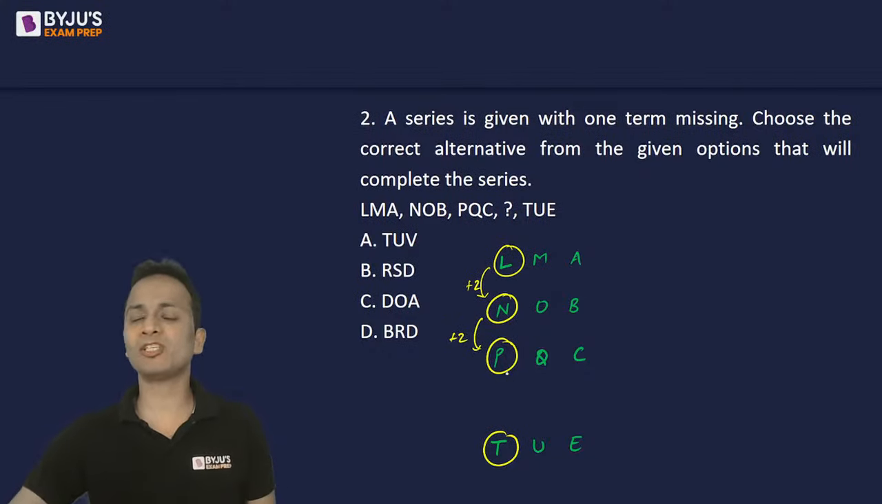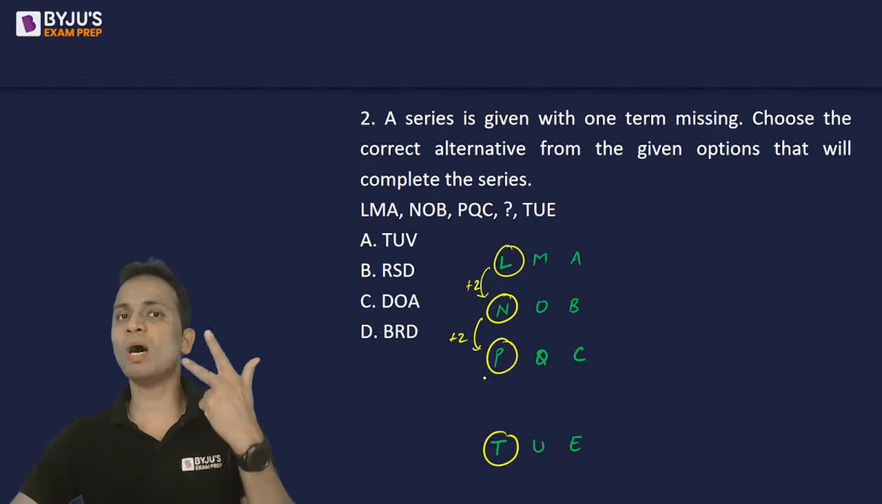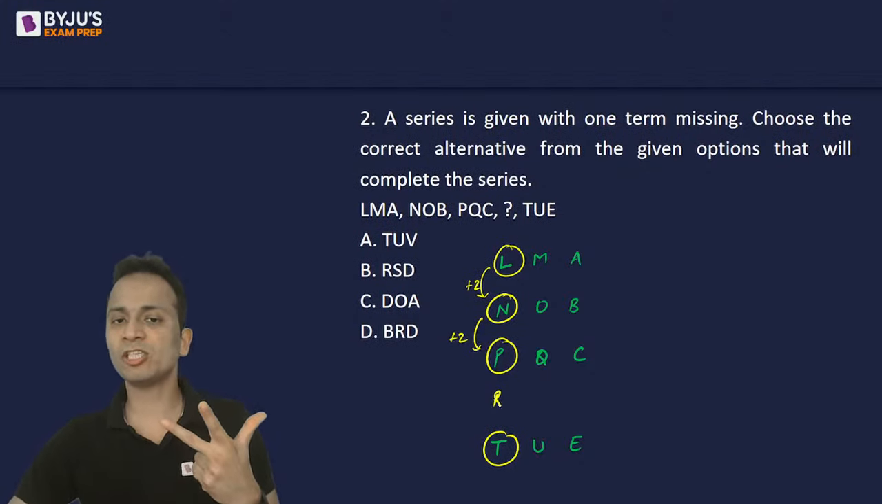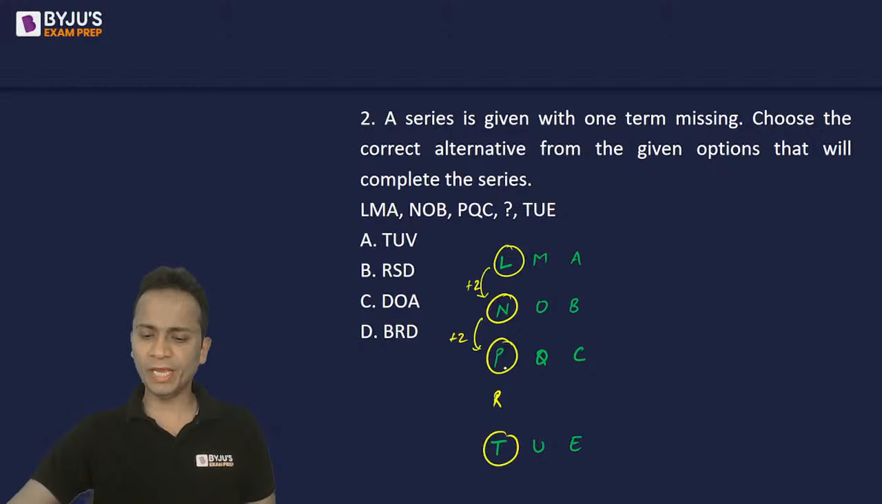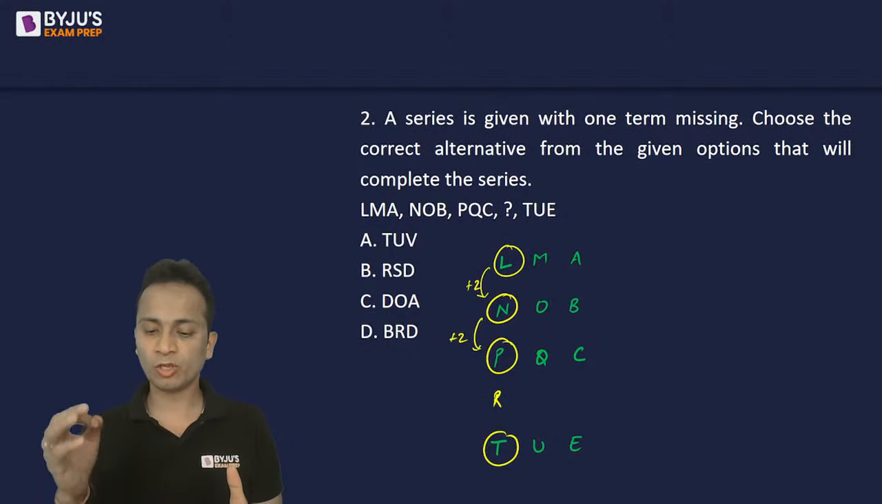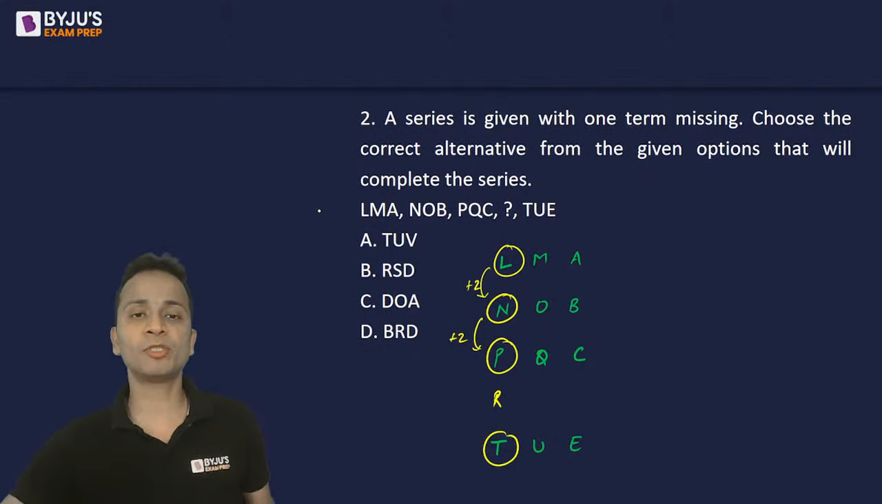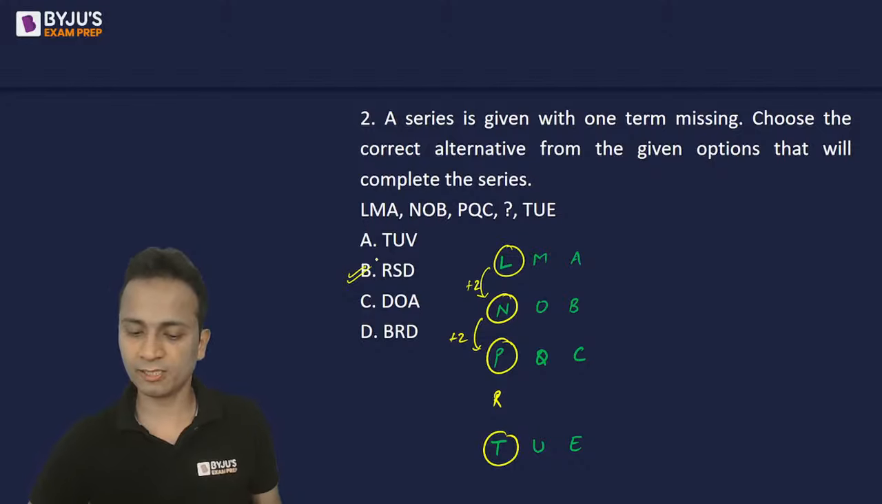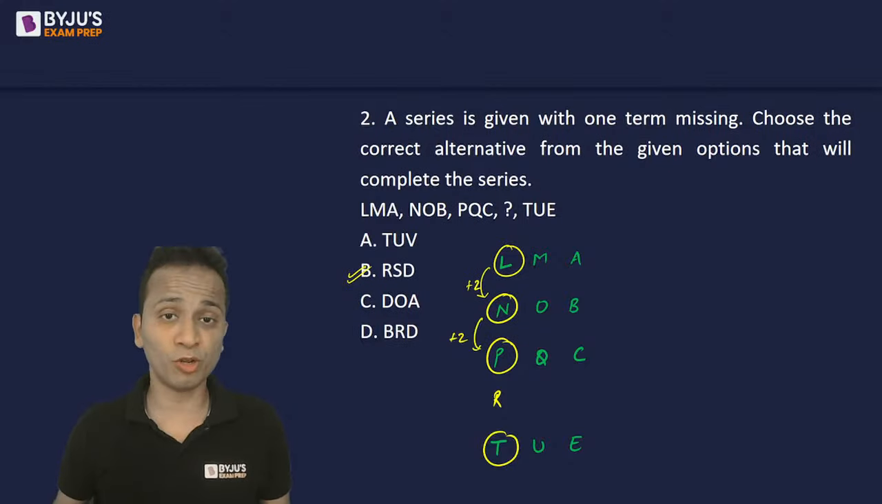So P plus 2: after P comes Q, R. So my answer should start with R. Since there is only one option that starts with R, there is no need to check the remaining portion of the answer. You can straight away mark option B, that is RSD. Option B, RSD, was given by 1, 2, 3, 4, 5. Wonderful, good response from all of you.